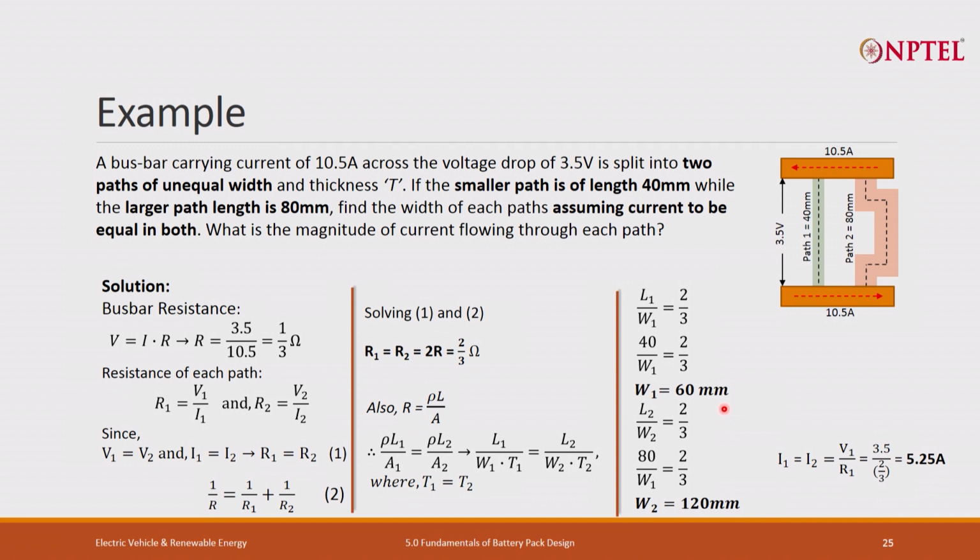Since you have found out everything, I1 is equal to I2. That becomes 5.25 ampere because we have a total of 10.5 ampere, and you can cross verify by putting this value in all the equations to check whether you are getting the same or not.